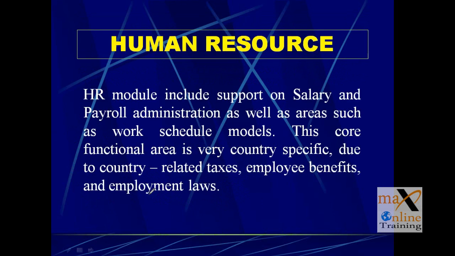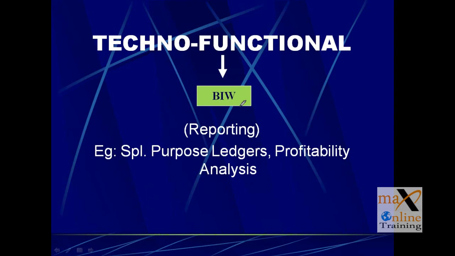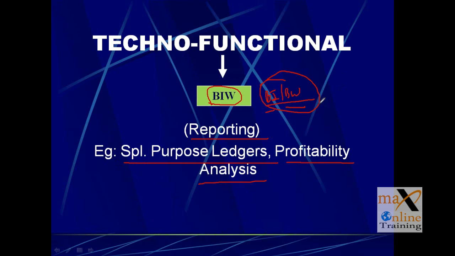Okay, now we'll come back to the techno-functional, which is purely for reporting purpose we'll use it. Earlier it was called as BIW, Business Information Warehouse. Now it has become BI/BW, Business Intelligence and Business Warehouse, which is purely useful for the reporting purpose, where we can generate different types of reports like special purpose ledger reports we can execute, profitability analysis reports you can execute, like multiple reports you can generate under this.